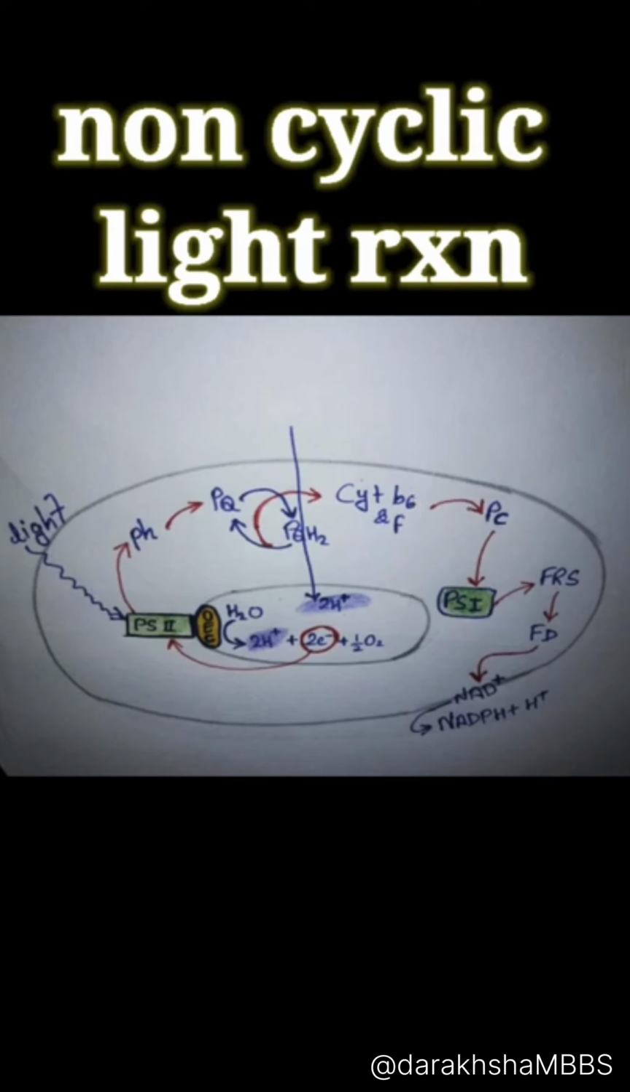The first step of the reaction is light falling on the photosystem, where photosystem 2 has light harvesting complexes which initiate the reaction. The OEC, which is called the oxygen evolving complex, is present on the lumen side of a thylakoid, where water splitting occurs.